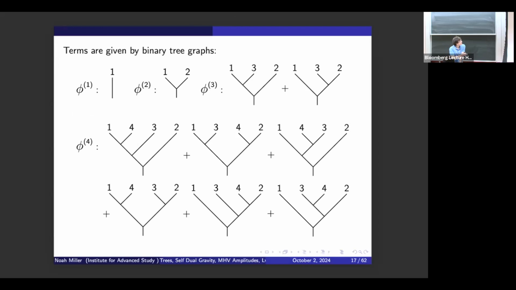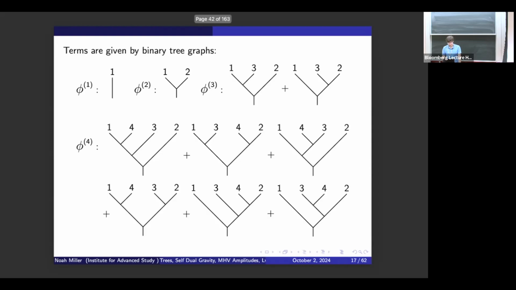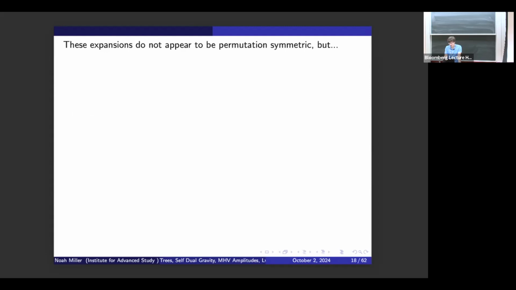Right, and these terms are given by binary tree graphs, which look a lot like Feynman diagrams, but they aren't. Notice that in the denominators here we have these z's. These are like zij's, not sij's, where you would sum the momenta. Here I'm just showing progressively how you add in each individual thing. Okay, but these expansions, I'll just say that this is actually how you can solve the Perturbiner expansion.